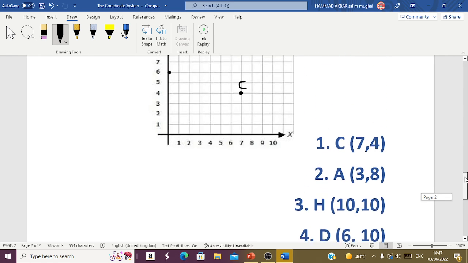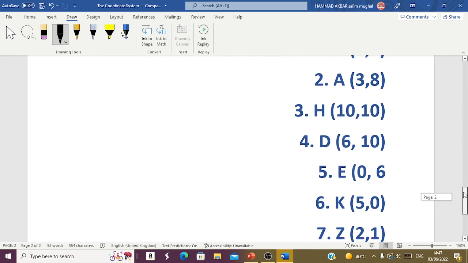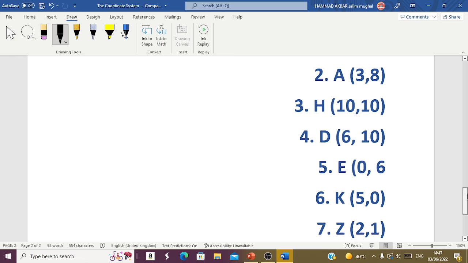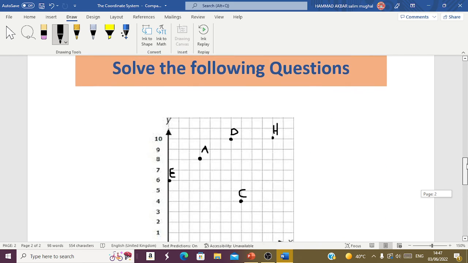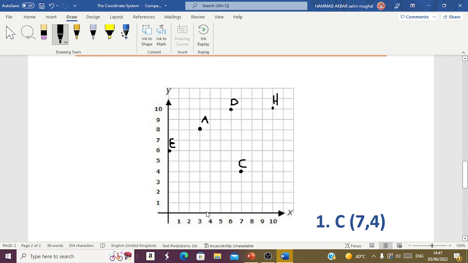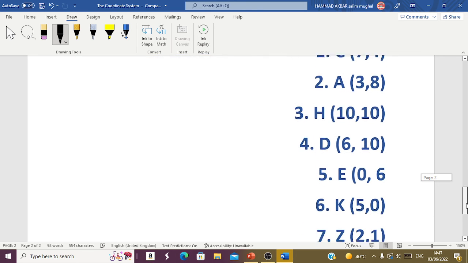Okay, now E, we finished E. Now let's look at number 6, which is (5, 0), and it is K. So (5, 0) is here at 5, and we stay at this point because the y is 0, so it's K. I know it's a little big, but it's okay.